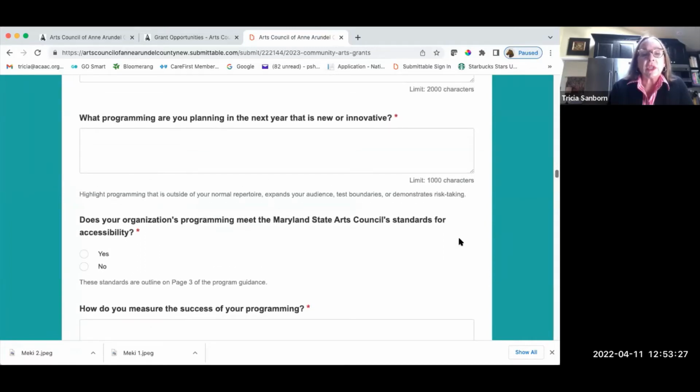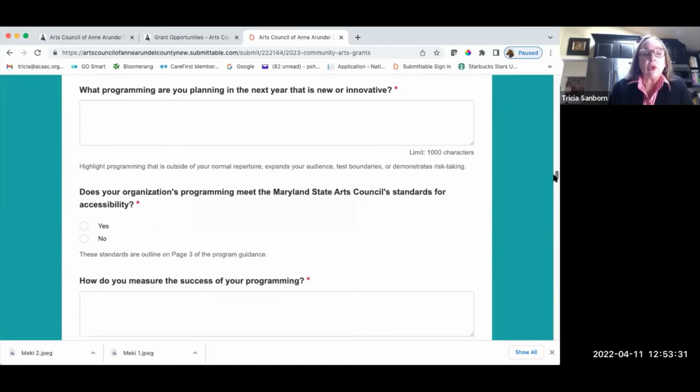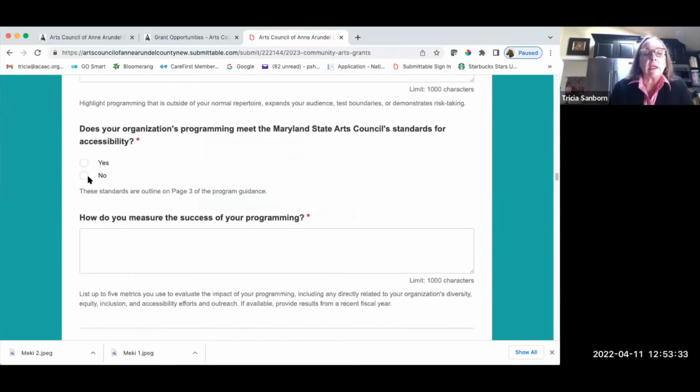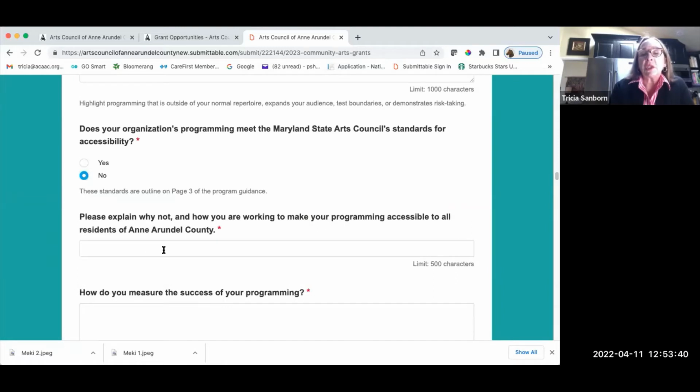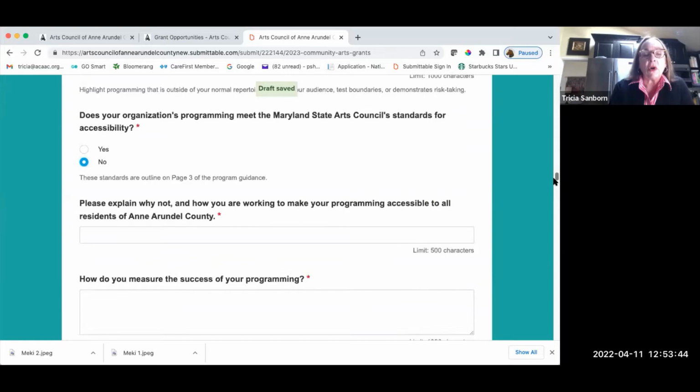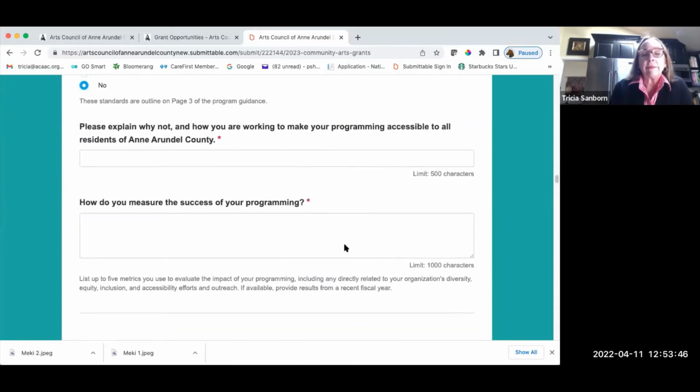Here's the question about the standards for accessibility that we looked at in the guidelines. If you press yes, great. If you press no, you need to explain why not and how you're working to make your programming accessible to all residents of the county.